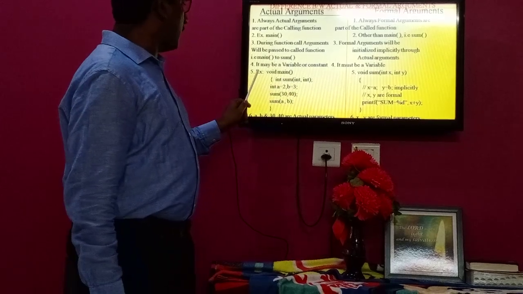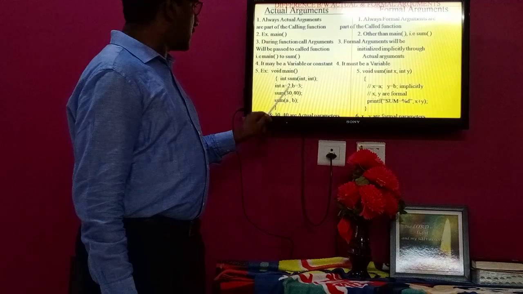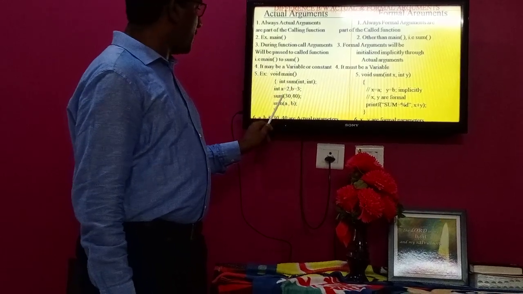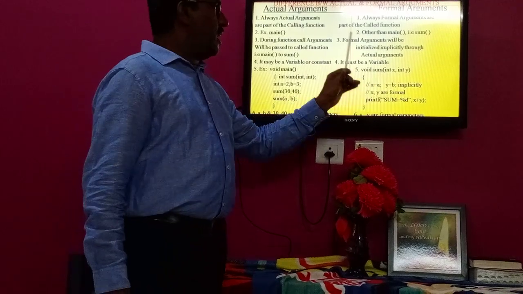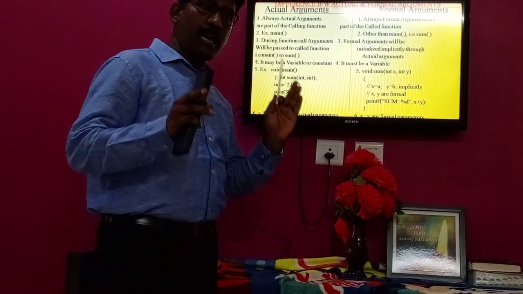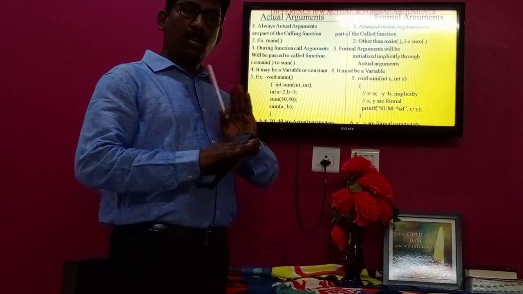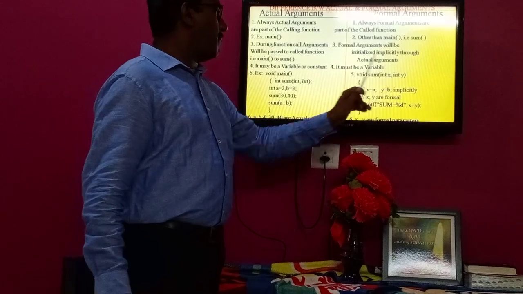So it may be a variable or constant. During this particular function call, actual arguments may be variables or constants. You can pass constants or you can pass variables also. But formal arguments or formal parameters must and should be variables. You are not supposed to use constants. These X and Y are formal arguments.